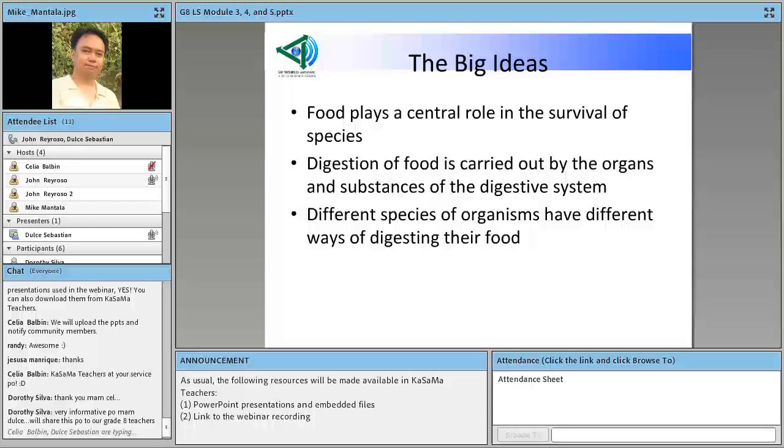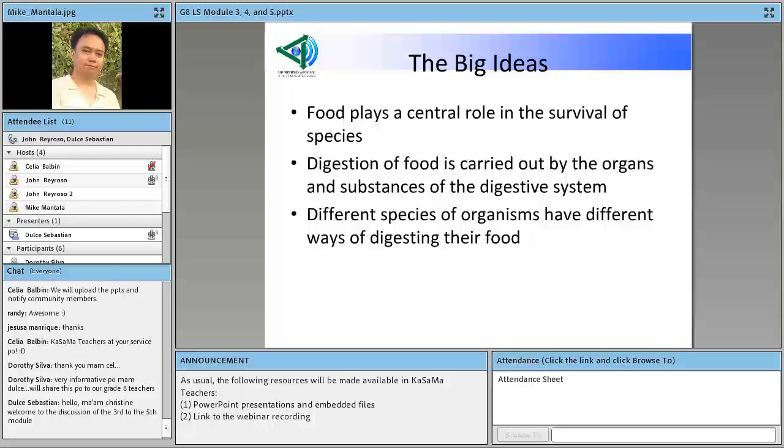Second big idea, that digestion of food is carried out by the organs and substances of the digestive system. And third big idea, that different species of organisms have different ways of digesting their food. This has to be understood in the context of biodiversity that was tackled in Module 1 by Ma'am Dul. Okay, there are different organisms, and these different organisms also have different ways of digesting their food.